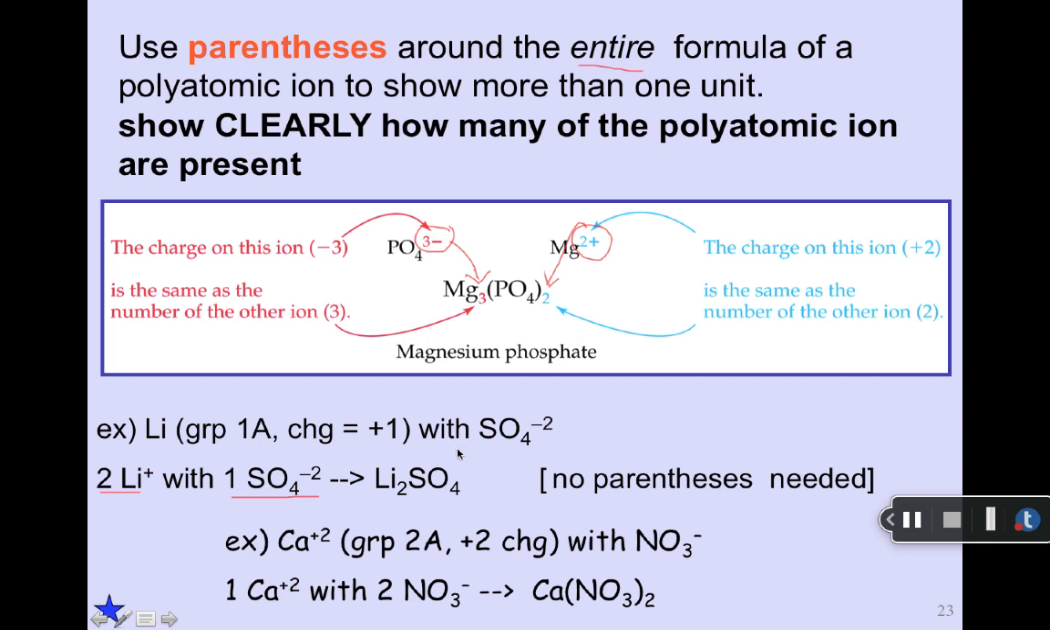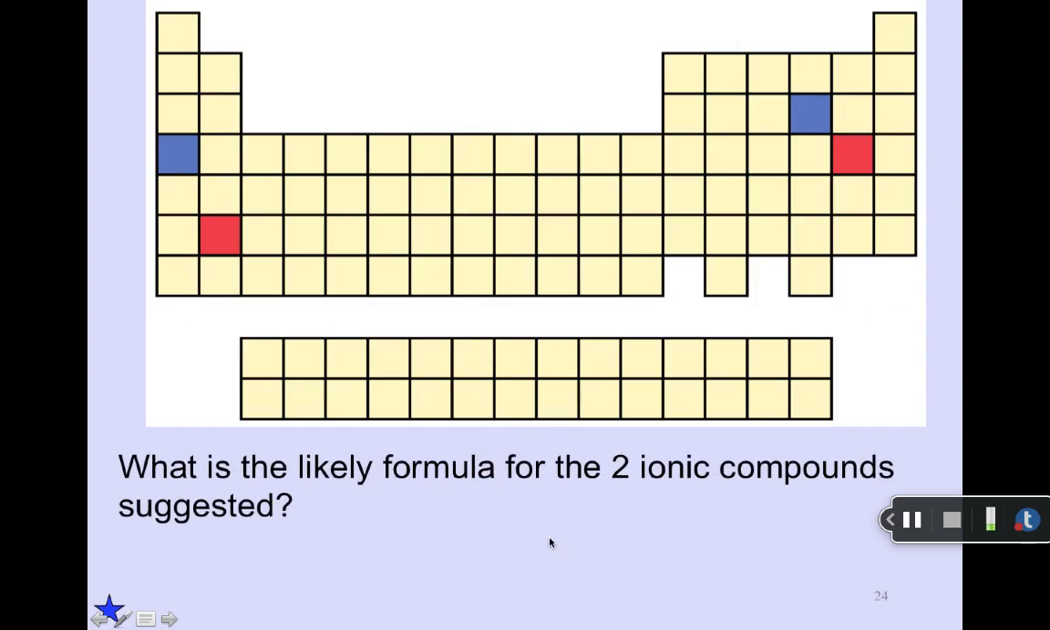Let's try another example, complete with sound effects. If you put calcium from group 2 with its +2 charge, combine it with nitrate that has a -1 charge, so you've got one ion with +2. You'll need to have two nitrates to make it go together, and this time we'll write a parenthesis around the nitrate and put the 2 after it to show that there's 2 of everything inside the parenthesis. Here's some examples that will be similar to things you've seen in your homework.